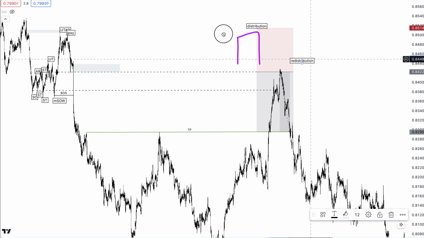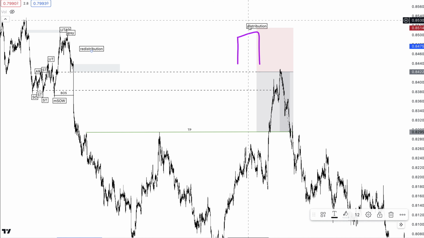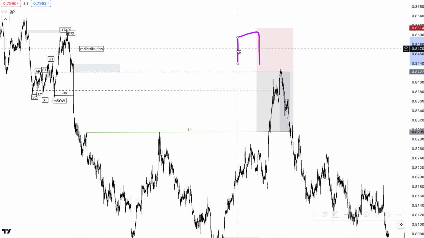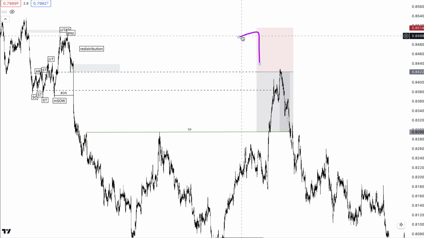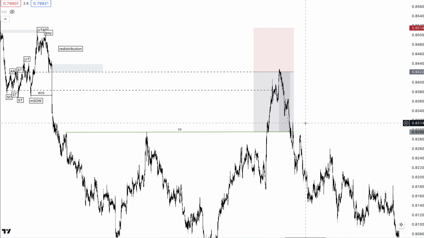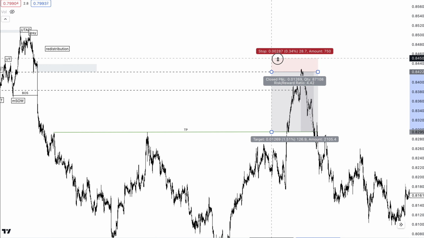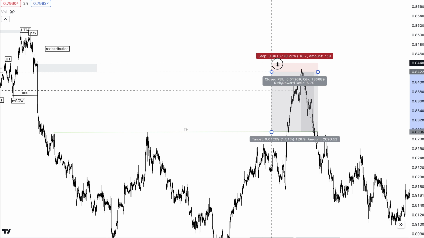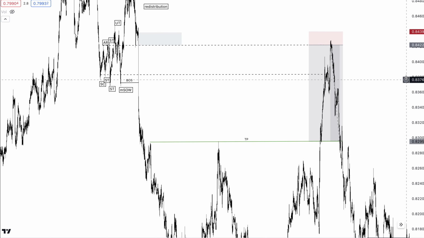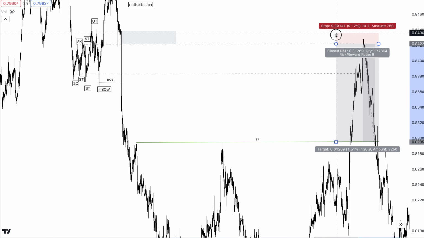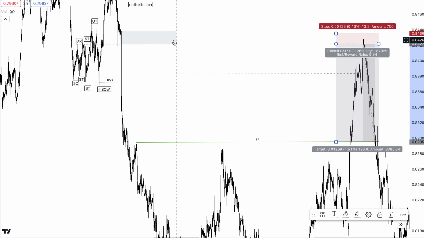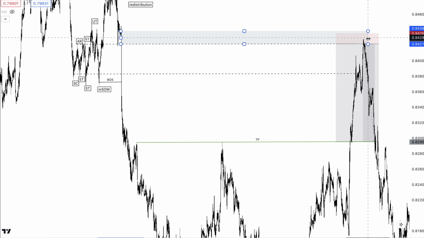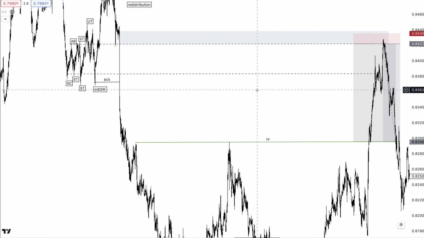So this is a redistribution, not a distribution. Redistribution is down, schematic, down. Distribution is up, sideways, down. And you can rewind the video to see what I mean by that. Stop loss, for example, and then boom, a Wyckoff schematic, redistribution.